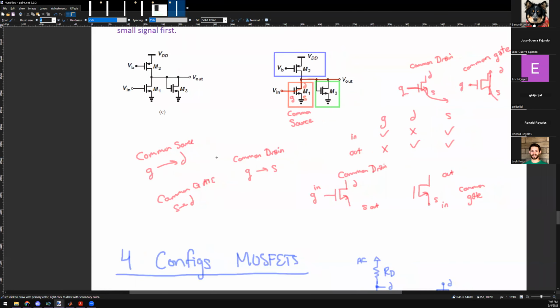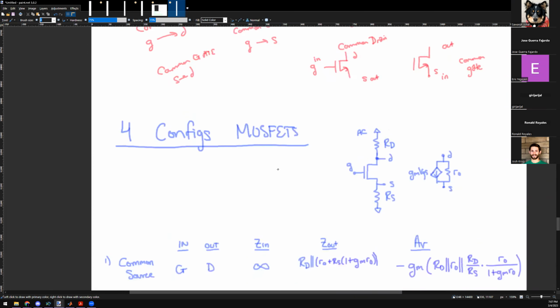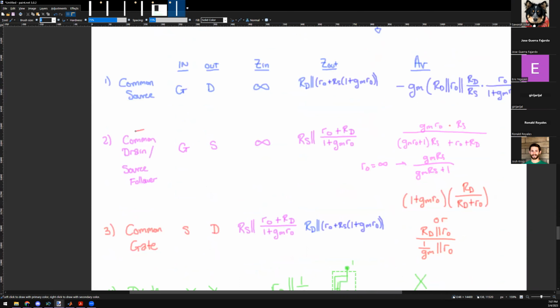Those are only three topologies. Okay. Amazing. Good. So you guys see what I say? Common source, common drain, common gate. Any questions? Input, output, and so on. No. All right. So you have this section of the table done.